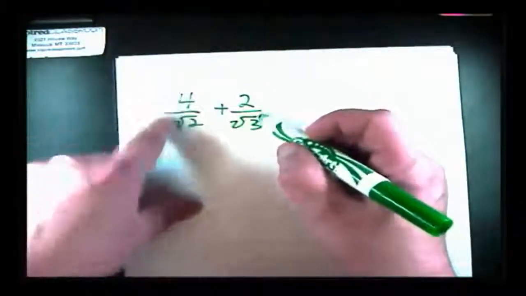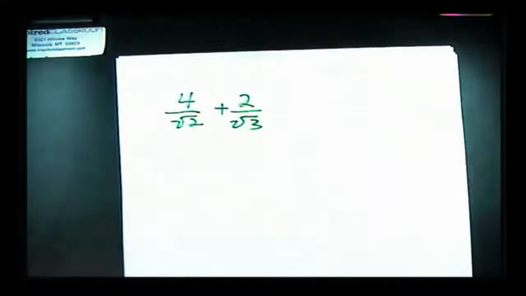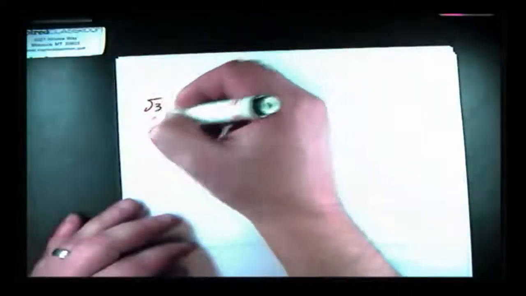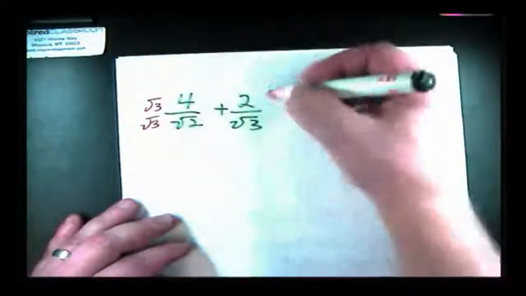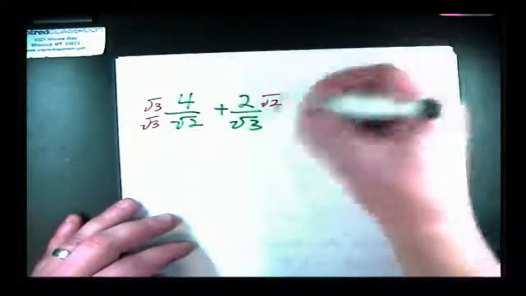The first thing I need to do in order to find a common denominator is take the denominator from this side, multiply it top and bottom, and take the denominator from this side and multiply it top and bottom. So I'm going to, in a different color here, we'll use red. We'll multiply root 3 and root 3. And on this side we'll multiply root 2 and root 2.